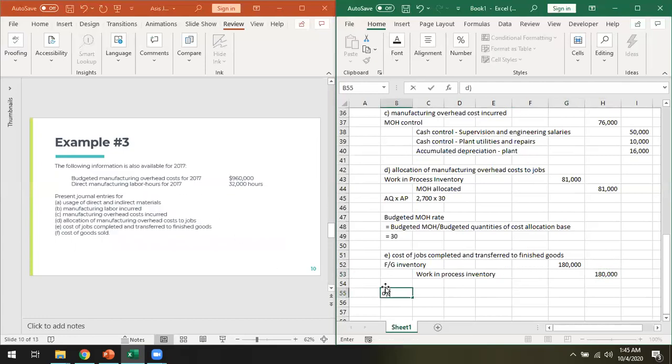So that's E. As for F, cost of goods sold.